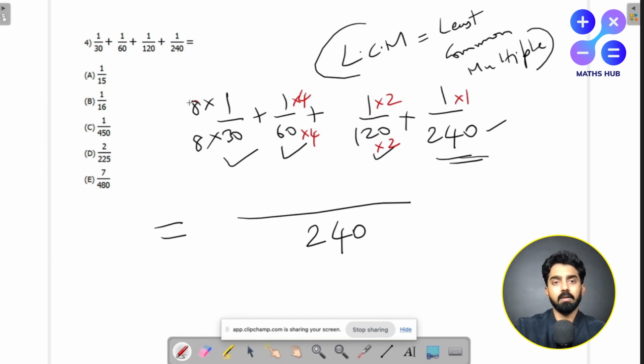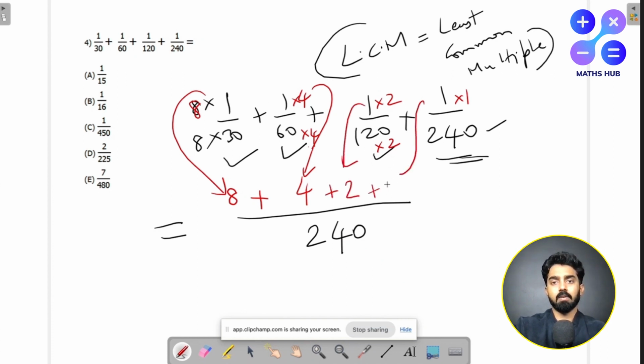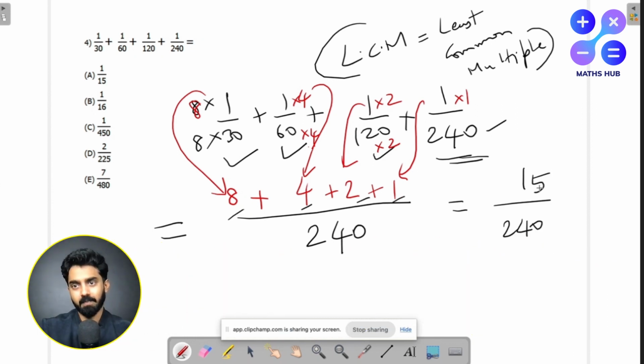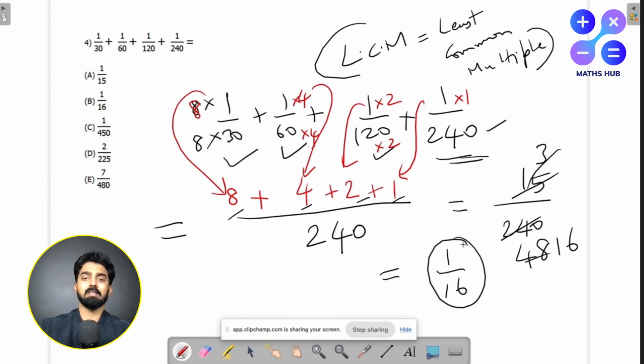If you write them over here, 8 times 1 is 8, so 8 comes over here, 8, this comes over here, 4, this goes over here, 2, and this goes over here, 1. So it's 8 plus 4, 12 plus 2, 14 plus 1, 15 over 240. That's right. So that's 5 times 3 is 15. So 5 times 4 is 20, 5 times 8 is 40, 3 over 48, or 1 over 16. 3 times 16 is 48, so 1 over 16 is the answer. So answer is option B.